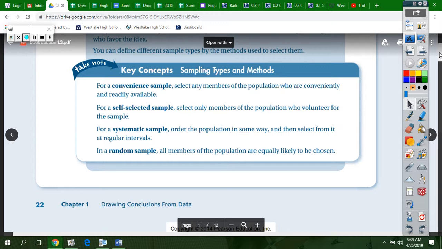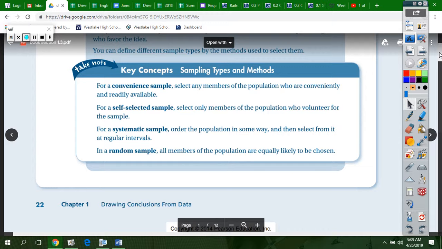A self-selected sample. A self-selected sample is, how many of you guys have been to a restaurant? It says, please give us your information or your thoughts on a survey card. You guys seen that before? That is a self-selected sample, meaning you're only getting information on people that decided to choose to do that survey, right? Or that information.